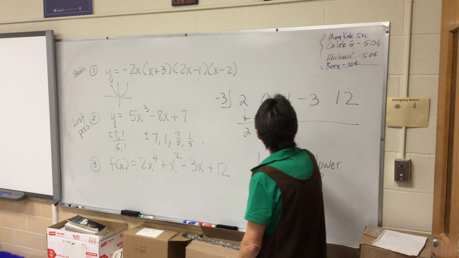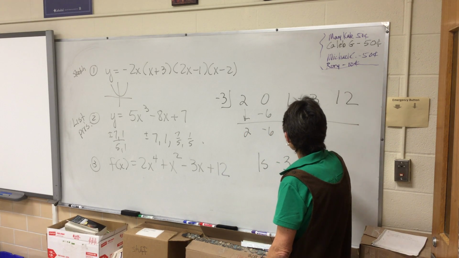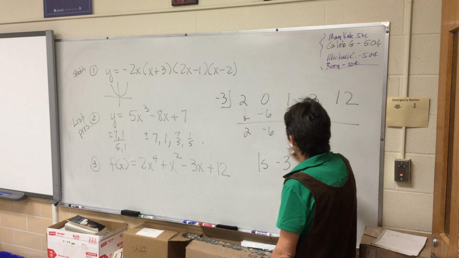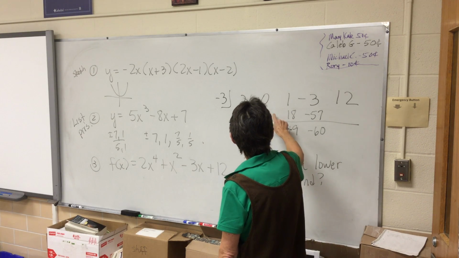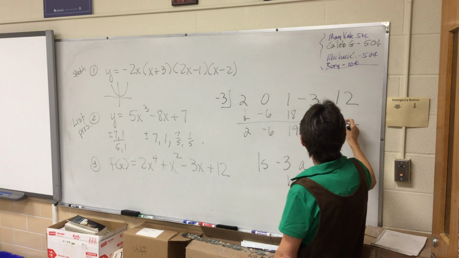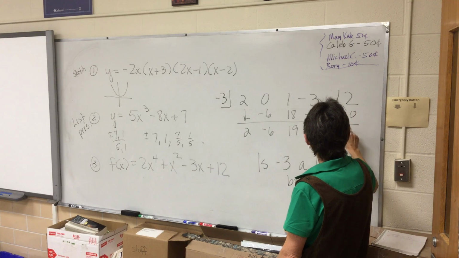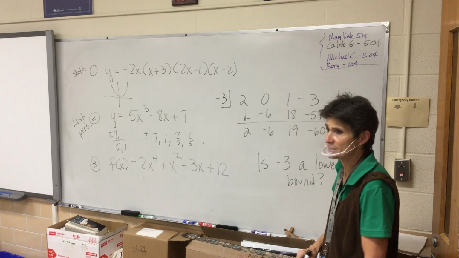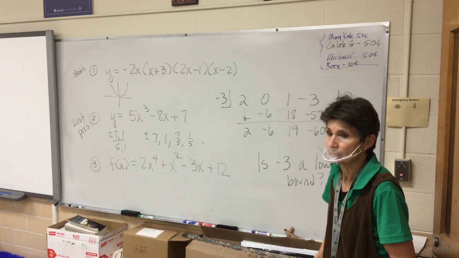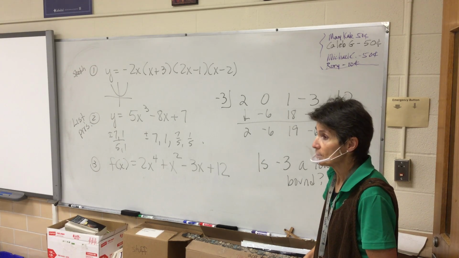So -6. Is this right? 2. What is it, 108, 192? Did I make any mistakes? Is that right? So what do I answer? Yes. -3 is a lower bound.